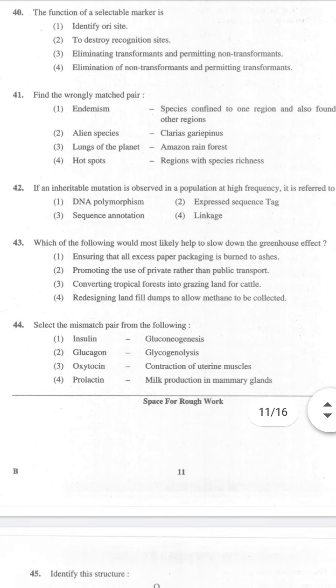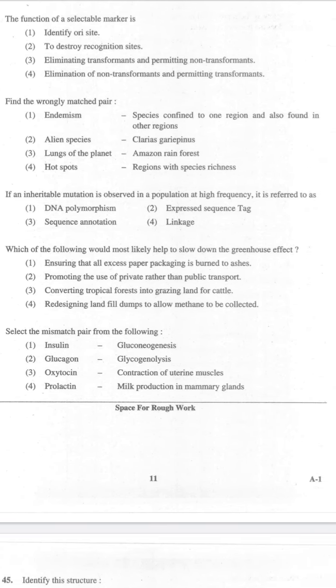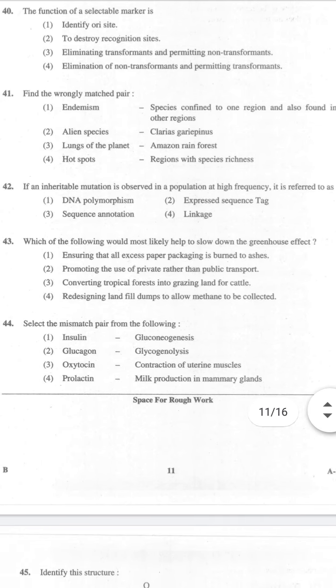Question number 42. If an inheritable mutation is observed in a population at high frequency, it is referred to as: option 1, DNA polymorphism; option 2, expressed sequence tag; option 3, sequence annotation; and option 4, linkage. So the correct answer from these given 4 options is option 1. Let's see the solution for that.